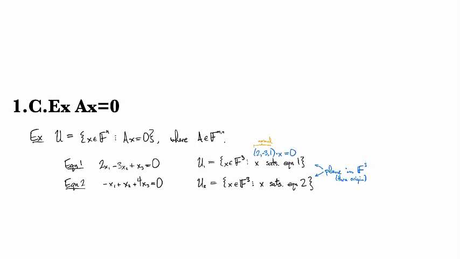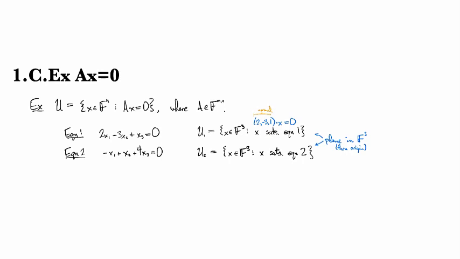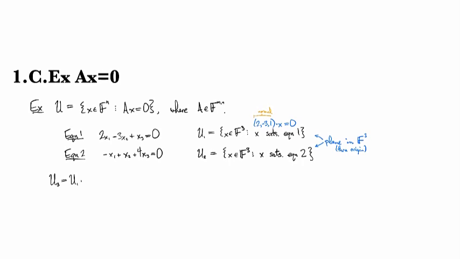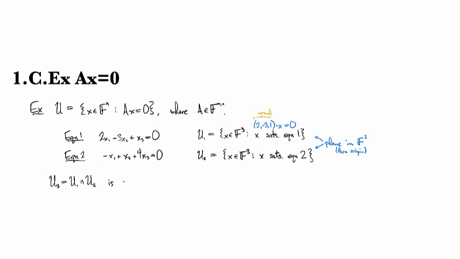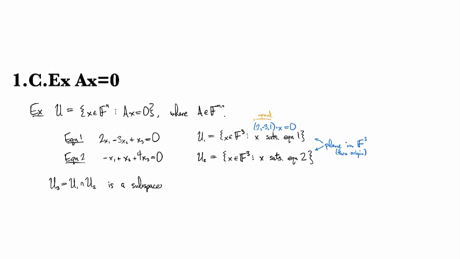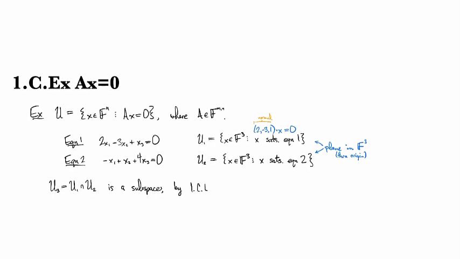All right, so let's come back and take a look at U3, and we'll define that to be the intersection of U1 and U2. It turns out that unions typically aren't subspaces, but intersections always are. And that is one of the homework exercises, Exercise number 10.